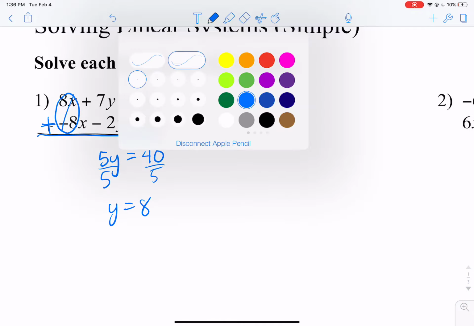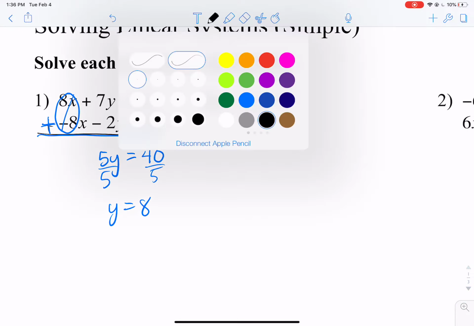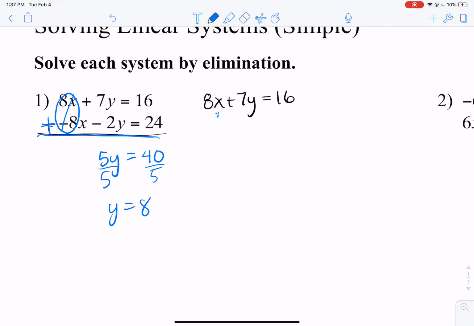Now to find the value of x, we get the equation. I'm going to use the equation on top. It's 8x plus 7y is equal to 16. And I'm going to substitute in the number 8. Oops, not there. Sorry. In here, I'm going to plug it in for the y. So we have 8x plus 7 times the value of y, which is 8. That's going to equal 16.